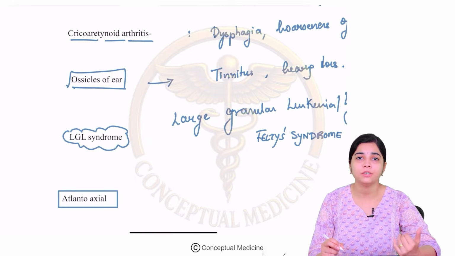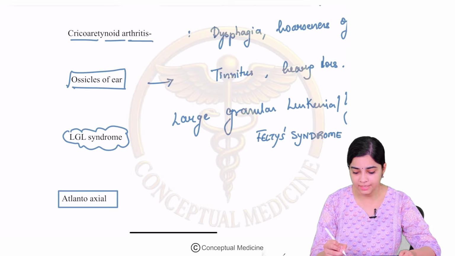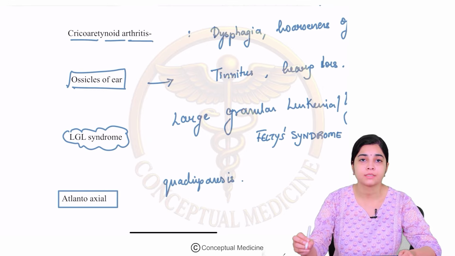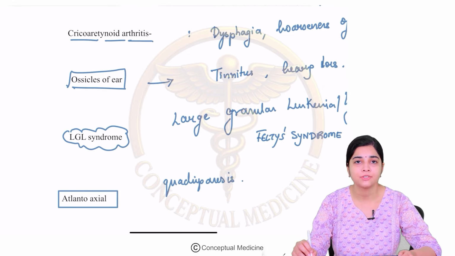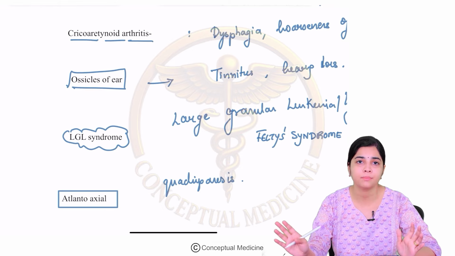If the atlantoaxial joint is involved, it can cause direct compression of the spinal cord and it can result in quadriparesis. Hence, it becomes very, very essential that every RA patient who complains of neck pain always gets an MRI done to look at the atlantoaxial joint, because atlantoaxial dislocation can result in severe quadriparesis.